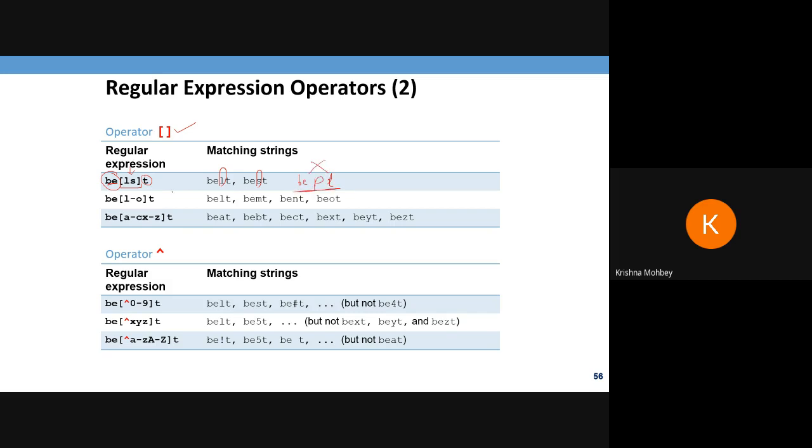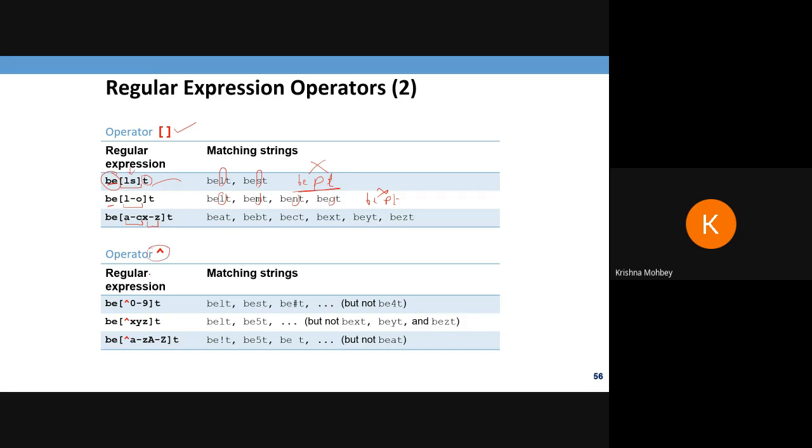When you apply this regular expression, if you try to match with this character, it will not work. We have given here the range L to O, so L, M, N, O. Any one of them coming will match. Other than this, B, E, P, T will not match. Similarly, here we are given A to C and X to Z. If any character between those comes, it will match.